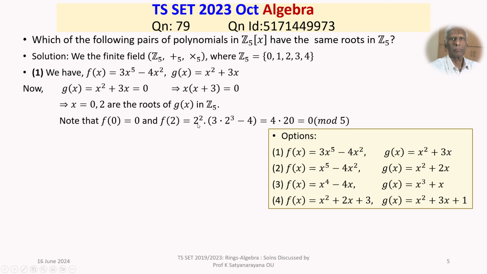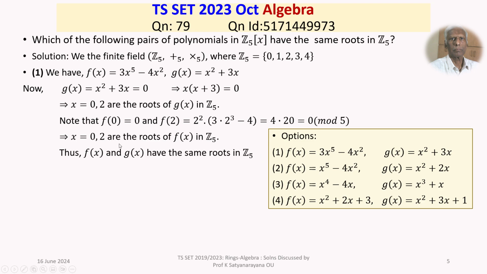So, put x equal to 2. That will be 2 square into (3 into 2 cube minus 4). Now, when simplified, it will be 4 into 20, that is 80. Modulo 5 is 0. So, that means 0 is a root and 2 is also a root for the function f(x). So, x equal to 0, 2 are the roots of f(x) in Z5. Agreed. Thus f(x) and g(x) have the same roots, namely 0, 2 in Z5. So, therefore, your answer to this question is option 1. And the very first option you are getting, therefore, you are getting the answer.